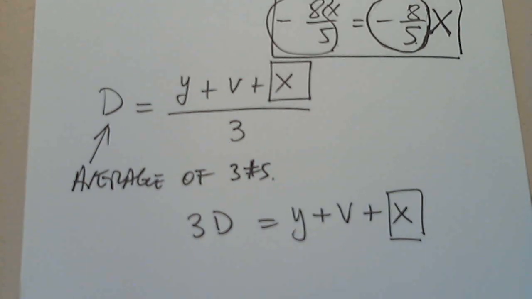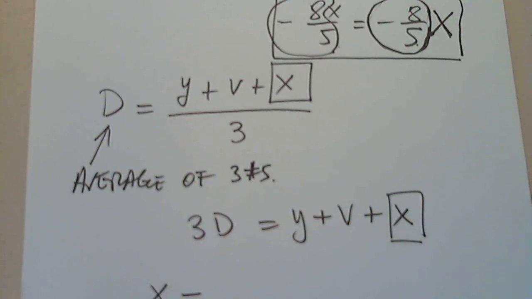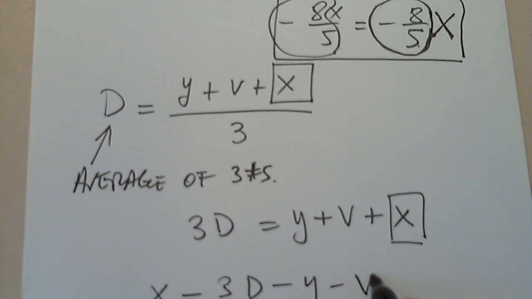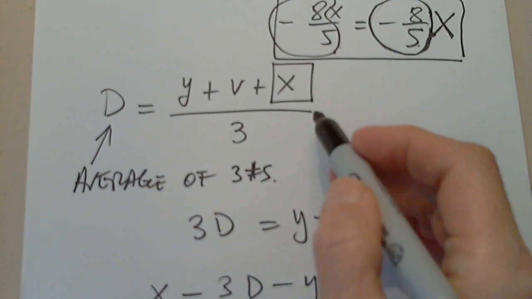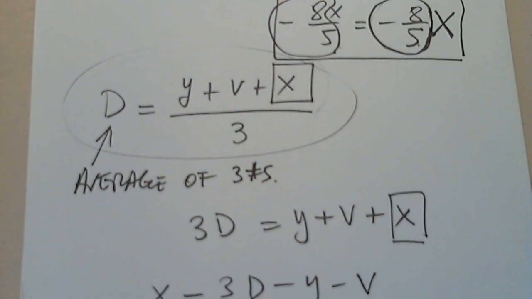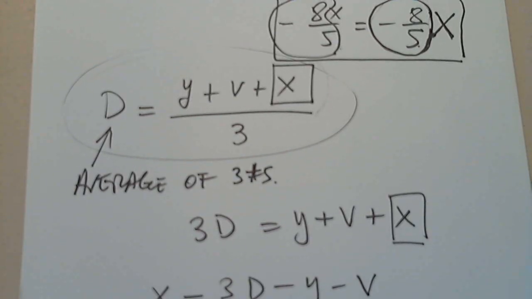What we need to do is the final step. Move y and v over, make it negative. Very good. That's it. We solve this complicated looking, not at all complicated looking, expression. We solved it for x.